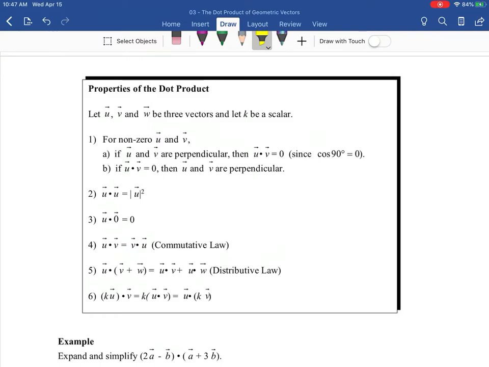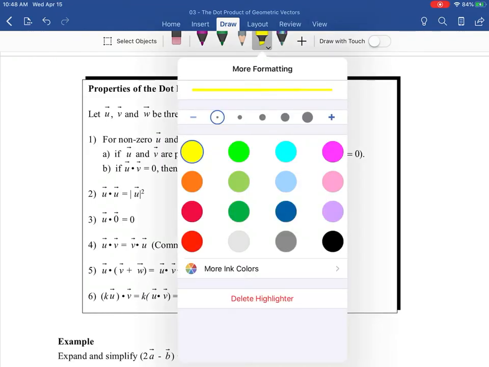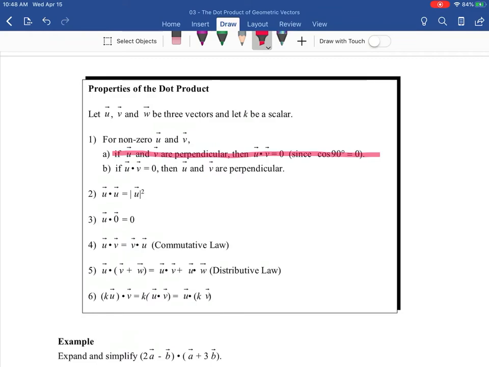Properties of the dot product. Let u, v, and w be 3 vectors, any 3 vectors you want to think about, and let k be a scalar. For a non-zero u and v, so as long as we've got vectors u and v that aren't 0, if u and v are perpendicular, then u dot v will be 0. So important. Doesn't seem like a big deal right now, but it's such a helpful, awesome property. If the cos of the angle is 90, we'll get 0. The reverse is also true. If we find that u dot v is 0, then what we've discovered is that the 2 vectors are perpendicular.